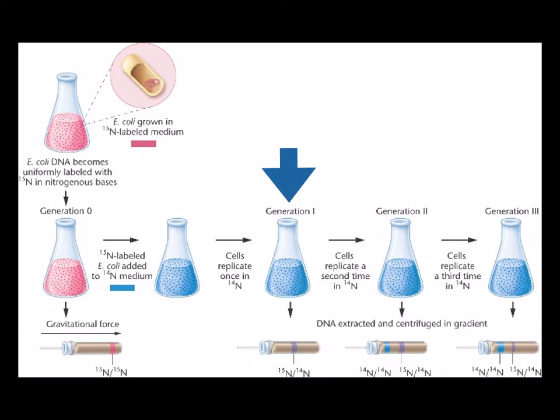A sample was then removed, and the DNA of the bacterial cells was extracted and placed in a solution of cesium chloride and centrifuged. Now, because cesium chloride is heavy, it sinks towards the bottom of the tube during centrifugation, and a density gradient is established in the tube. The DNA molecules will sink in the gradient until they reach a level where their density equals that of the cesium chloride.